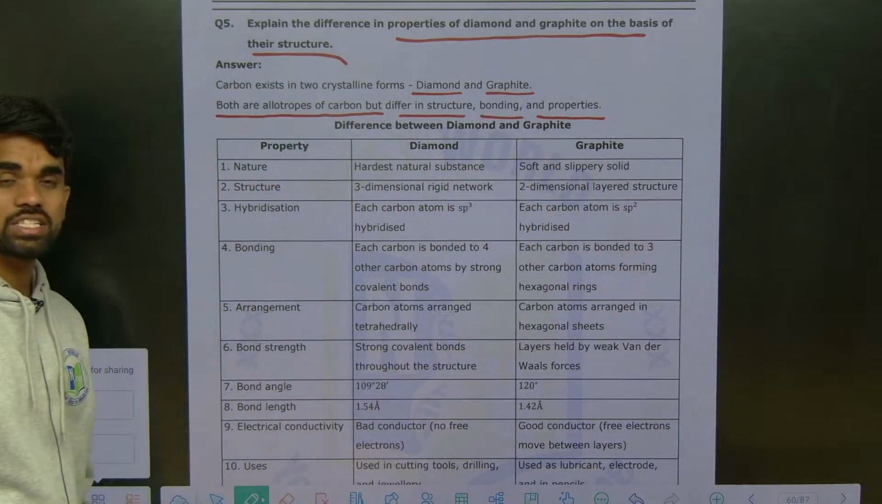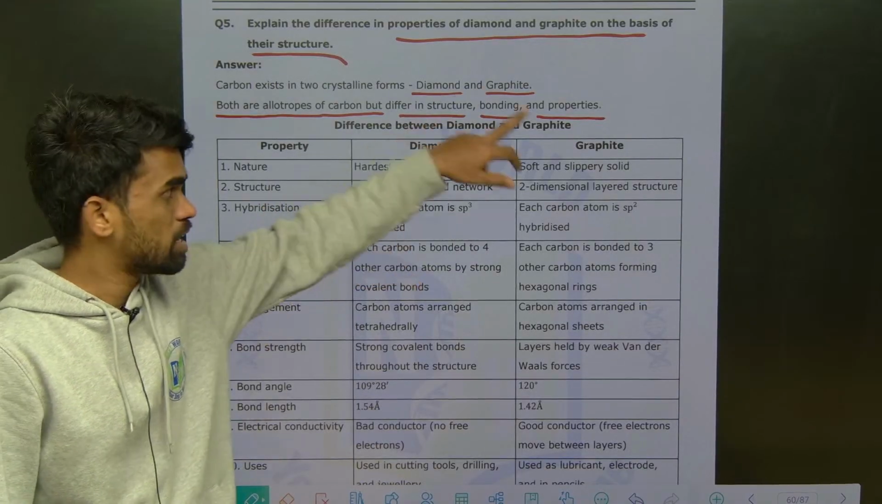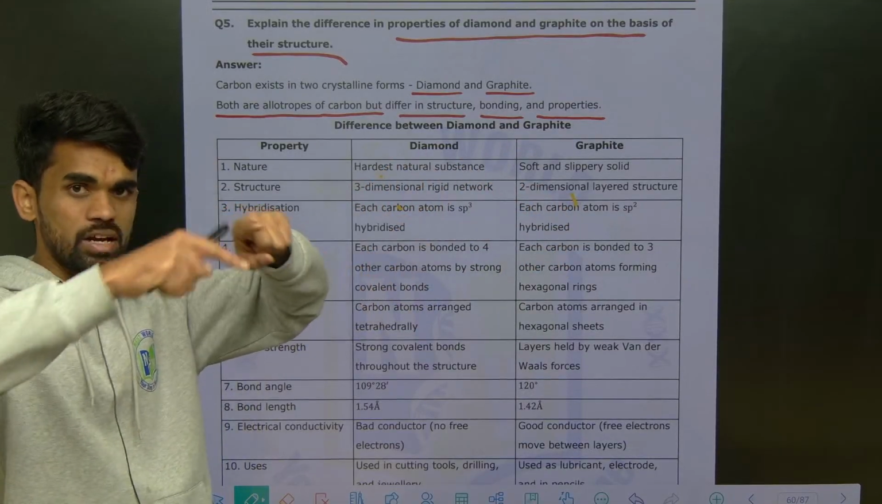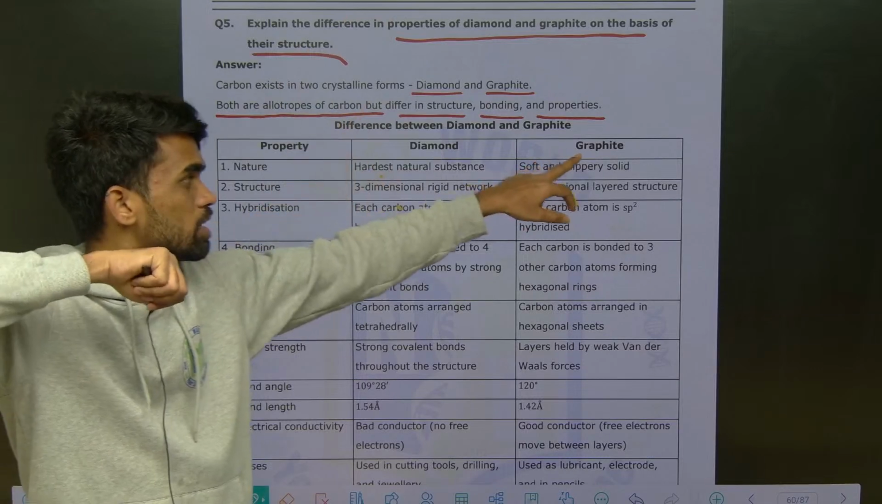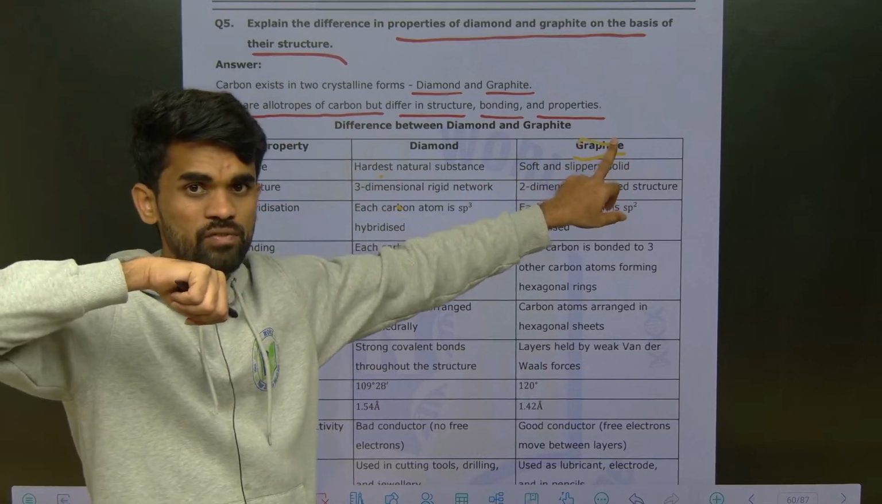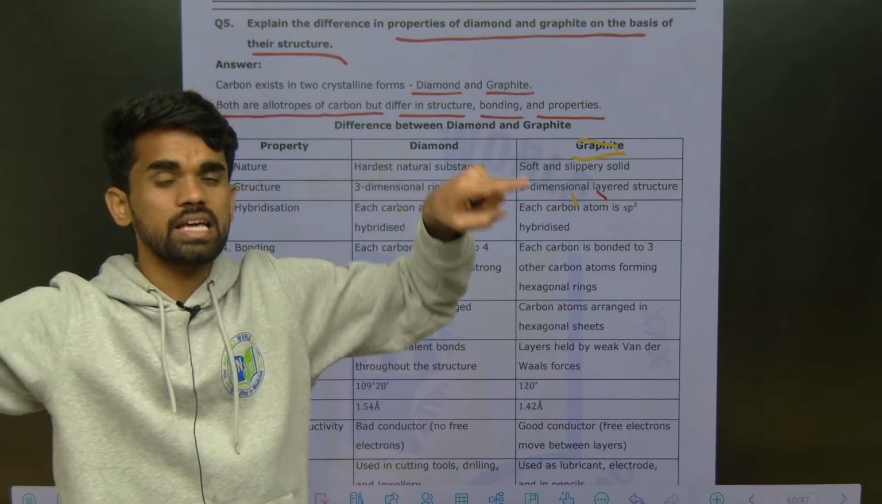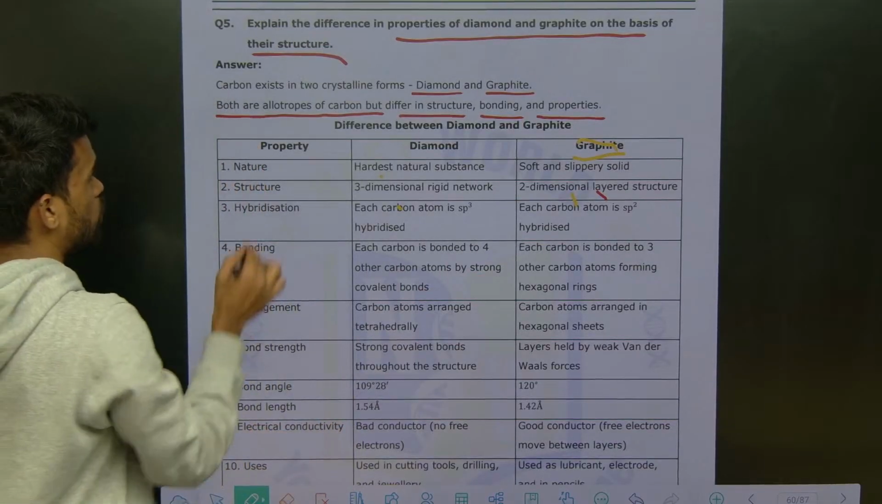They have different structures because diamond, as we just studied, has sp3 hybridization, and graphite has sp2 hybridization. In diamond, one carbon is surrounded by 4 other carbons through sigma bonds. In case of graphite, one carbon is surrounded by only 3 other carbons, which has a hexagonal structure around it. So now here you can see the properties.